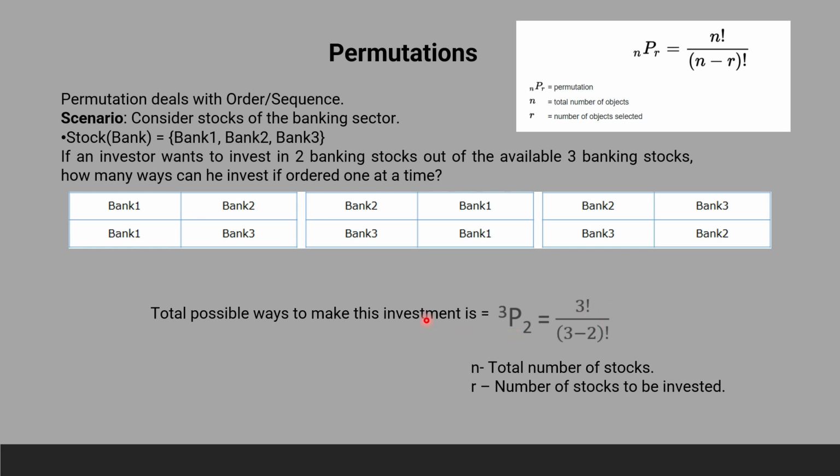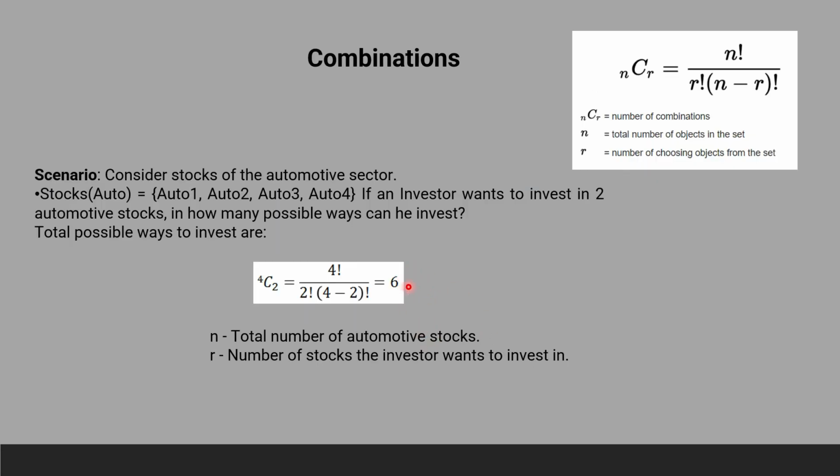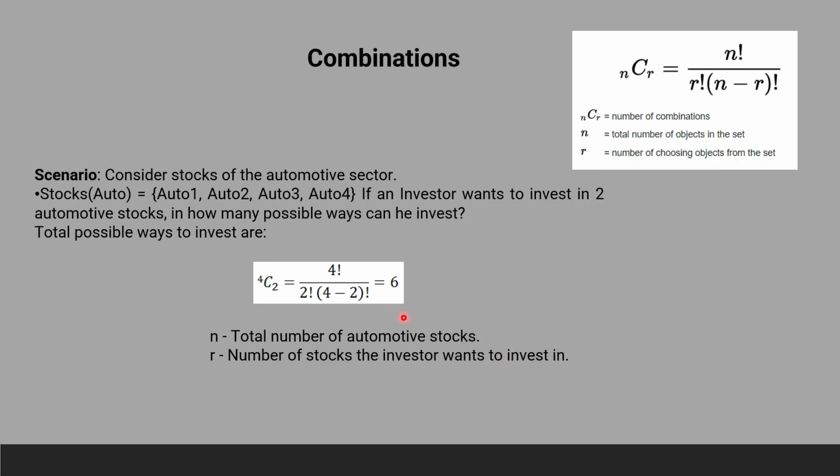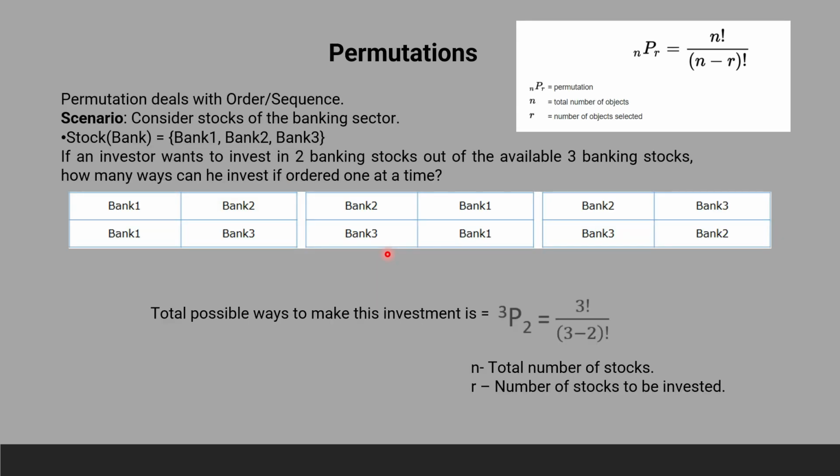Now don't get confused, because here the answer is 6, and in the earlier case the stocks were 4, but here there are 3. So don't get confused about why the answer is the same in both permutation and combination. Here there are only 3 stocks, but if you want to arrange them by selecting 2, then there are 6 ways. And there also there are 6 ways, because we are selecting out of 4, right? It comes to 6 only. 3 minus 2 is 1, 1 factorial is 1, 3 into 2, yeah, 6.